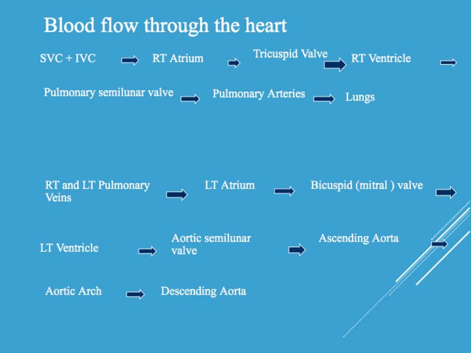On the other hand, oxygenated blood comes from the right and left pulmonary veins. It goes to the left atrium, through the bicuspid valve, goes to the left ventricle, goes through the aortic semilunar valve, goes to the ascending aorta, aortic arch, and then descending aorta, and then the rest of the body. So you need to know the circulation of the blood both ways. Very important.